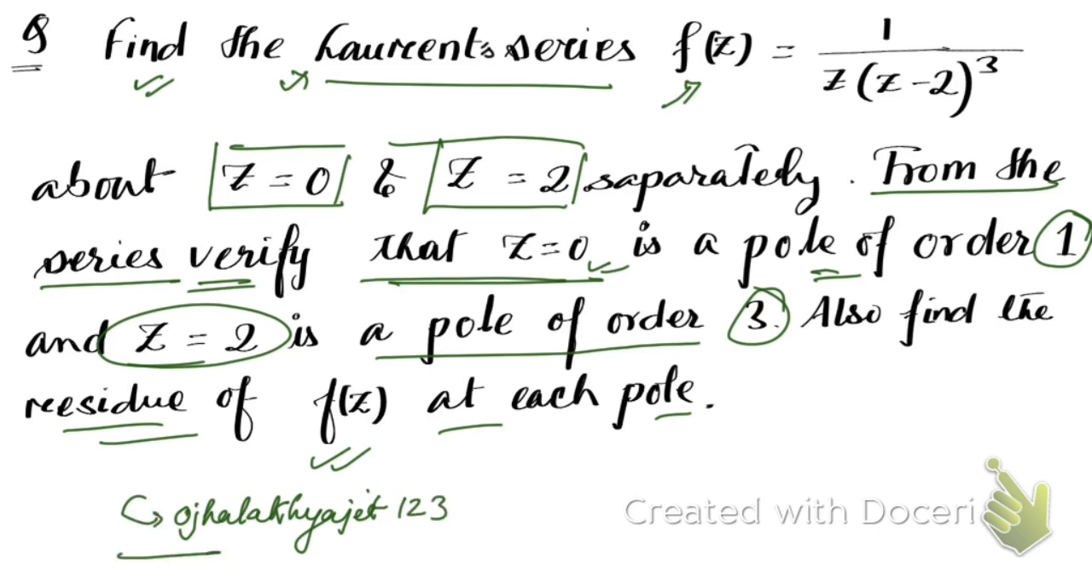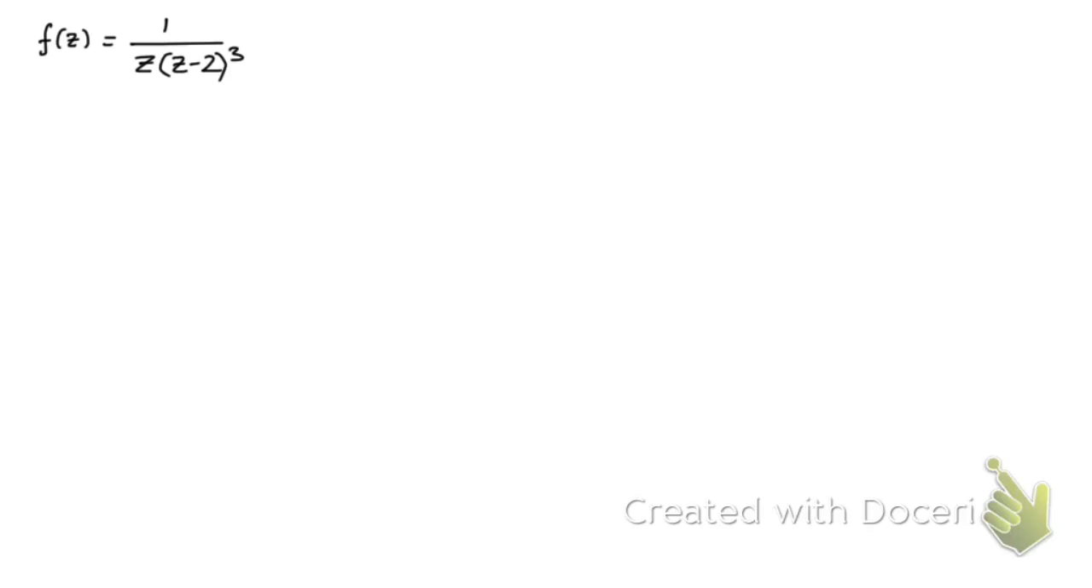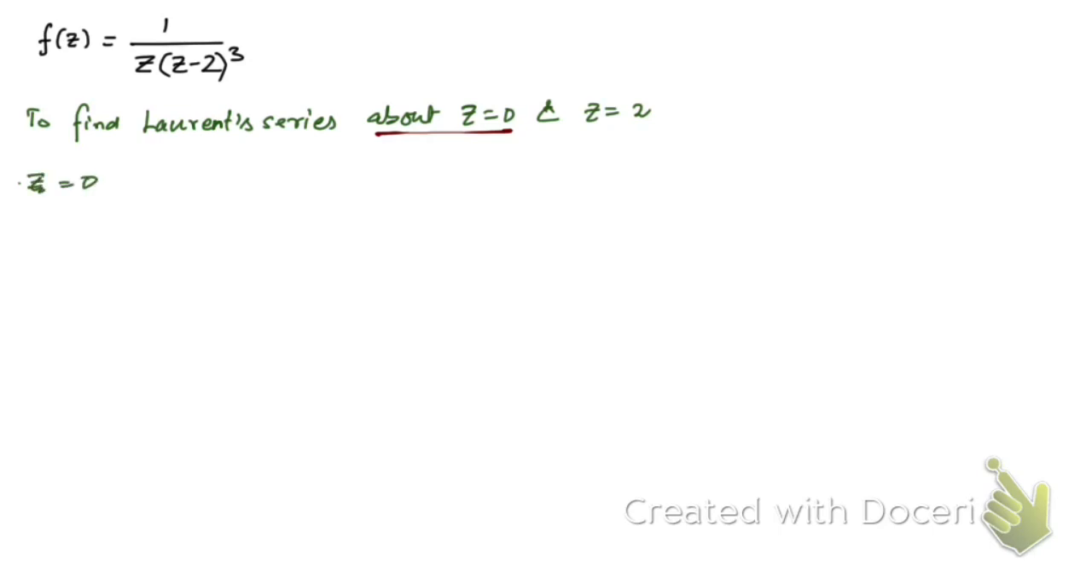So now let's start. Here is the given function. We need to find the Laurent series about z equals 0 and z equals 2. First let us find the Laurent series about z equals 0.